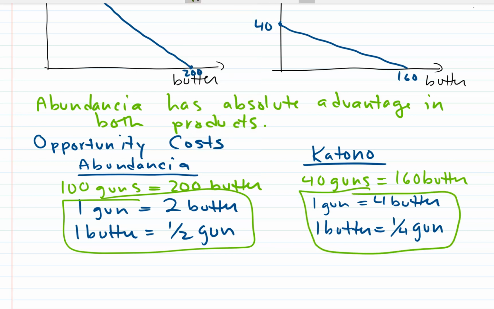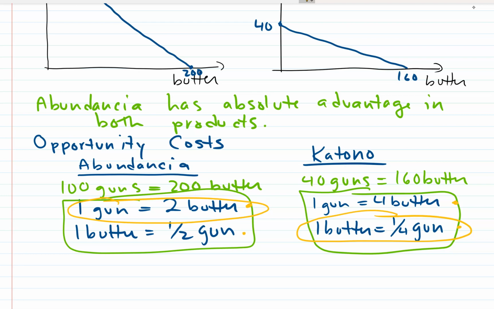And then we can see, okay, compare the two. Who has comparative advantage in guns? Well, Abundancia does because it's cheap for them. When they produce guns, it only costs 2 butter, and for the other country, it costs 4, sorry. And then we compare the butter, and if one country has a comparative advantage on one side, the other one has to have it on the other. So you find that it only costs Cotono 1/4 of a gun, whereas for Abundancia, it costs 1/2 of a gun. So it's cheaper in Cotono.